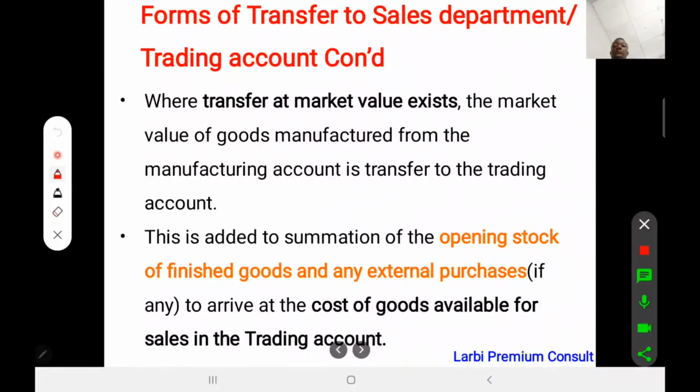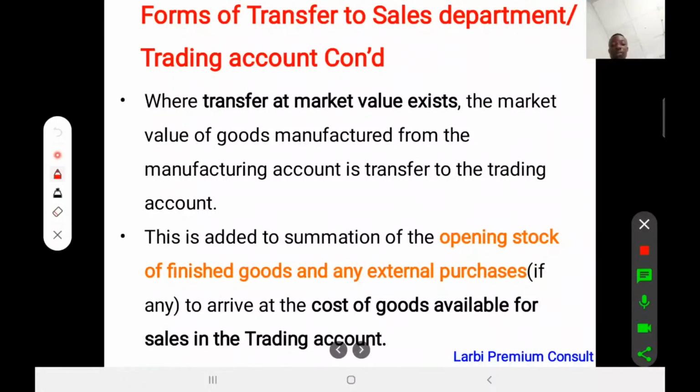So we continue. Where transfer at market value exists, the market value of goods manufactured from the manufacturing account is transferred to the trading account, and this is added to the opening stock of finished goods and any external purchases, if any, as we did in transfer at cost, to arrive at your cost of goods available for sale in the trading account. But remember, since at market value you add a profit element, you are also going to transfer the profit on manufacturing to be part of your gross profit in the trading account.